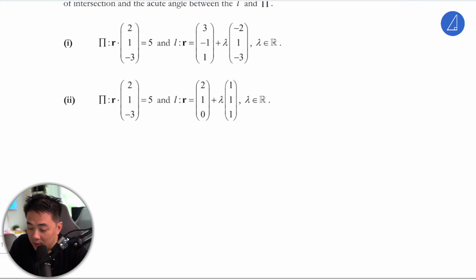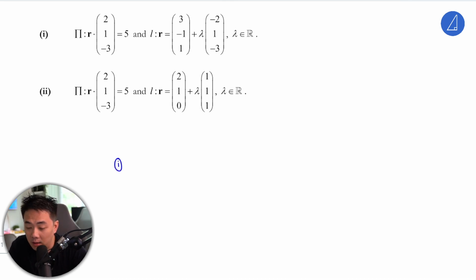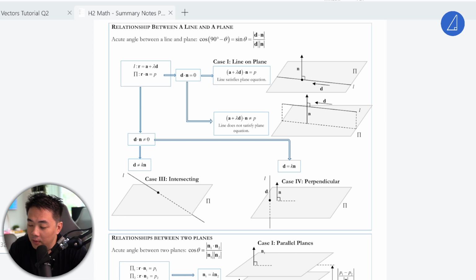The first thing is to understand what type of relationship you could have between the line and the plane. If you look at our summary notes here, either the line is on the plane, parallel to the plane, or intersecting the plane. So these are the main cases. The first thing is to evaluate whether d dot n is 0. If d dot n is 0, meaning the direction of the line and the normal are perpendicular, it will render the line parallel to the plane.